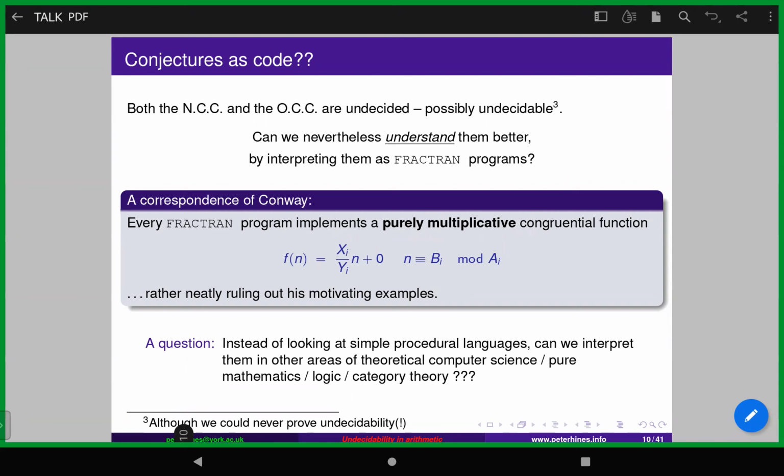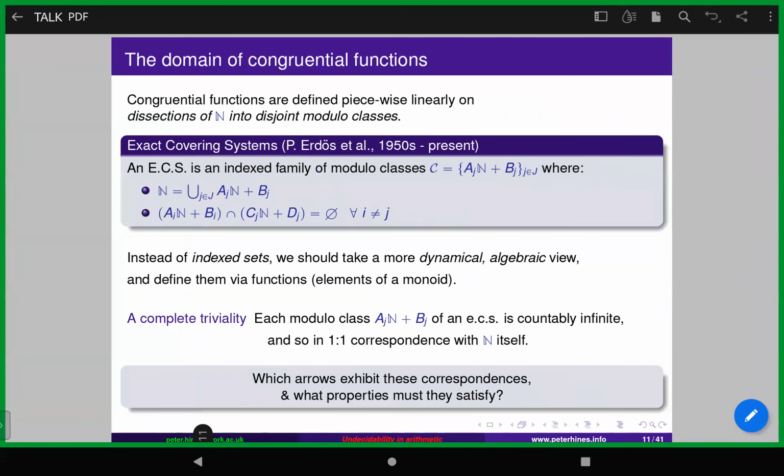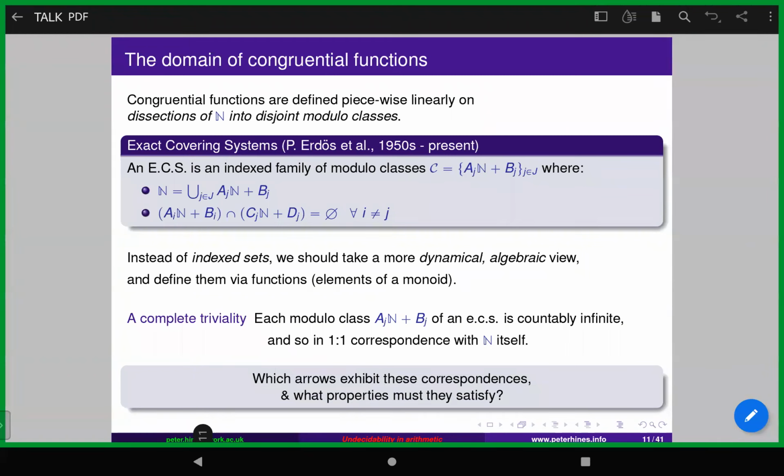So let's carry on and do precisely that. And our starting point is going to be looking at the domain of congruential functions, which is taking the natural numbers and dissecting them into disjoint modulo classes. So this gives what Paul Erdős and company called an exact covering system, which is precisely an indexed family of modulo classes whose union is the whole of the natural numbers, and the intersection of any two is empty.